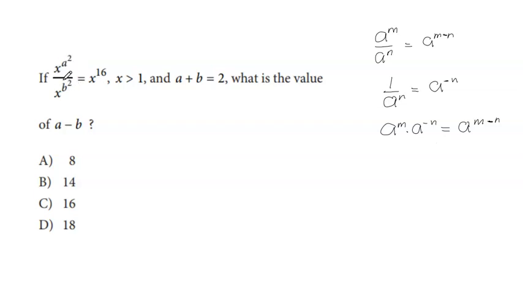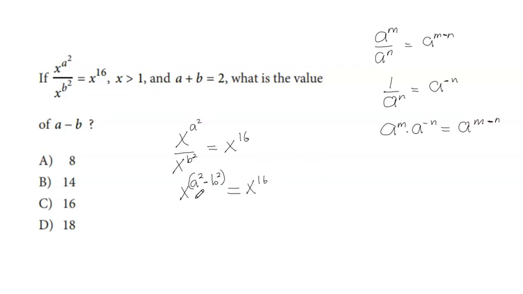So here, what we're going to do is try to rewrite this, right? So we're going to write x raised to the power a squared, divided by x raised to the power b squared is equal to x raised to the power 16. So on the left hand side, we're going to have x raised to the power a squared minus b squared. Let's put it in parentheses so that it's easy to read. And this is equal to x raised to the power 16.